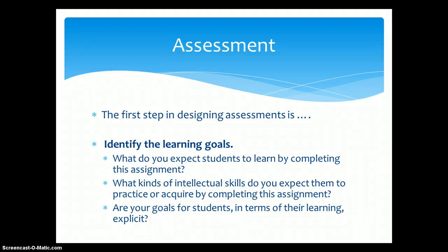So the first step obviously is identifying what our learning goals are. What do we expect students to learn by completing the assignment or the assessment? What kind of skills will they be practicing? Additionally, we should also see if we're making these goals explicit to our students. That is, do they know exactly what they need to do? And if students are aware of the goals and the outcomes, they should have a better sense of the steps that are needed to attain those outcomes.